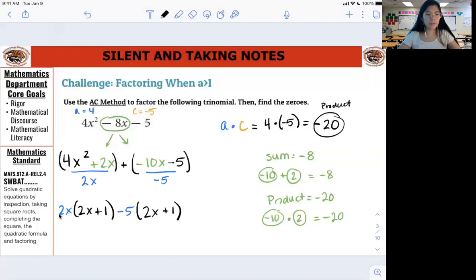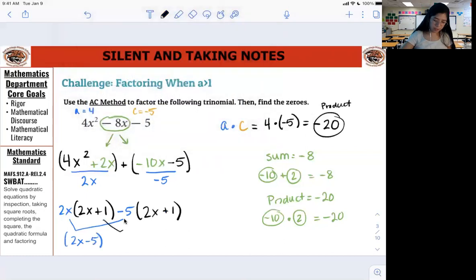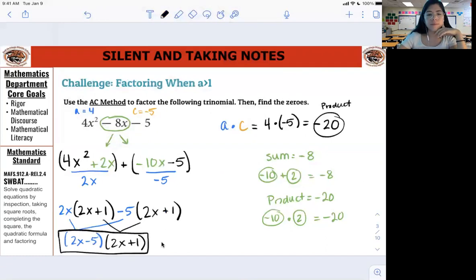So now I have my 2x minus 5, and I bring that together with my 2x plus 1. I ended up with the same exact answer that I had before. So my factored form is 2x minus 5 times 2x plus 1. It does not matter which way you split it up. You can do 2 and -10, or you can do -10 and then 2. Either way, it's going to work.